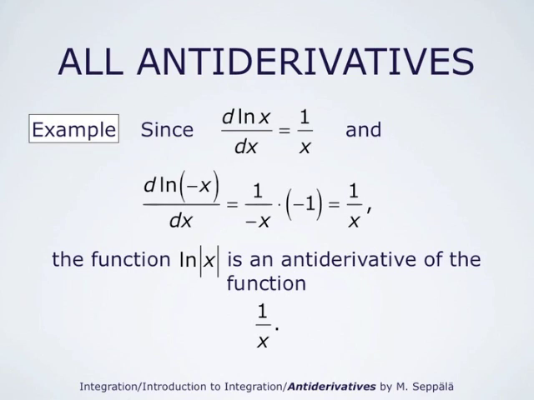We conclude that the function log of the absolute value of x is an antiderivative of the function 1 divided by x, simply by verifying that the derivatives of the natural logarithm of the absolute value of x for x positive and for x negative yield 1 over x.